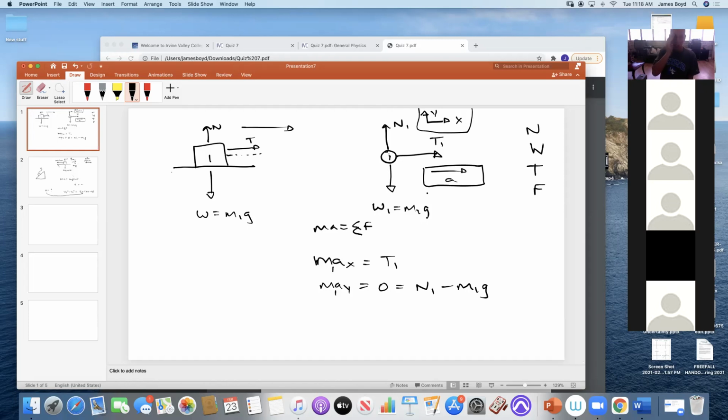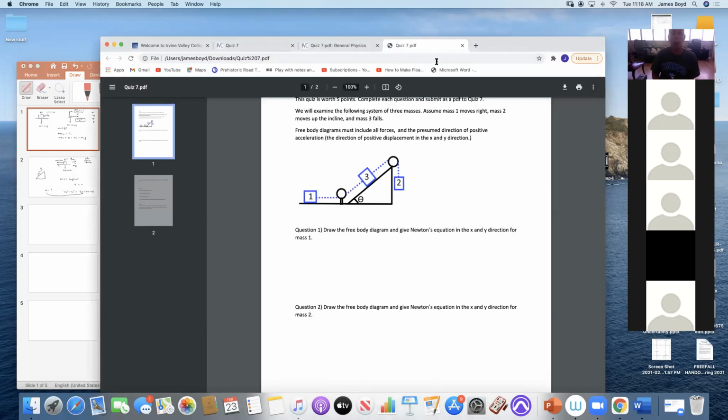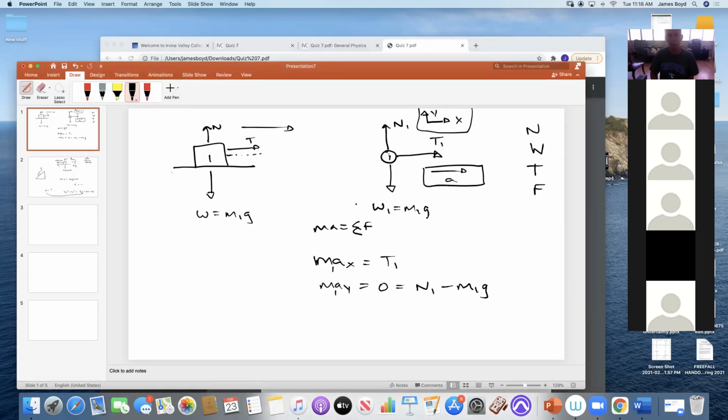So this is all I want on this first part. I want you to draw this free body diagram right here. And I want you to list these two equations that you get from the free body diagram.